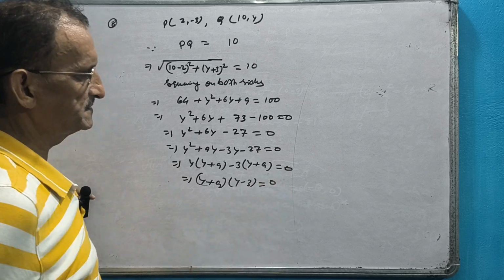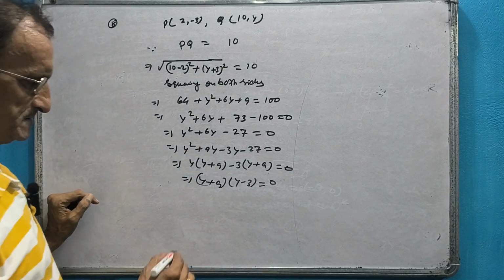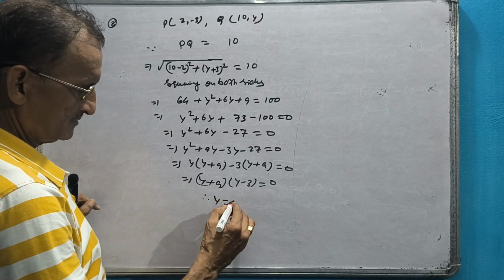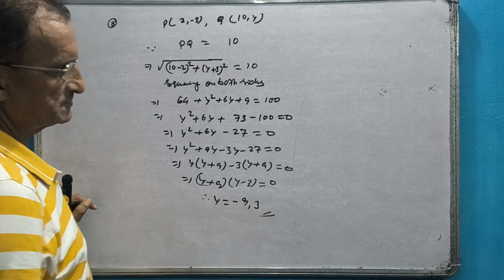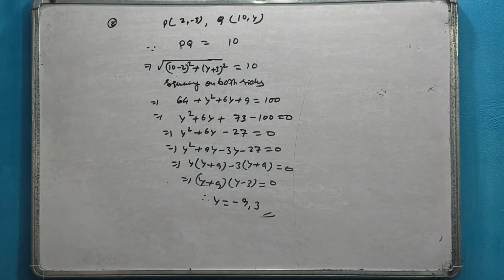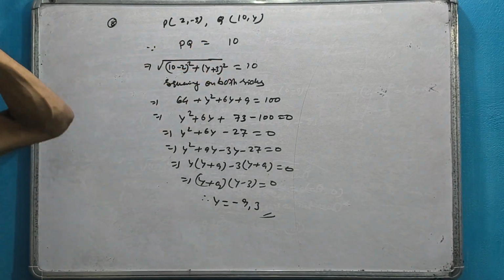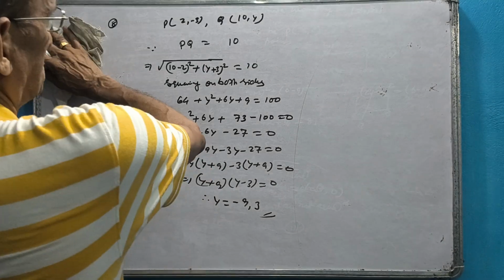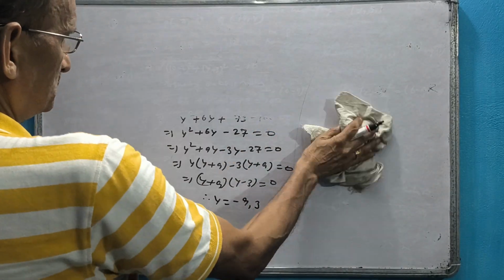This is a simple quadratic equation. We need to find the value of y. So either this equal to 0 or this equal to 0. Therefore y equal to minus 9 or y equal to 3. Both are possible. So this is the answer. The distance between 2 points is given, PQ, and we need to find the value of y. That's all. Okay, we can go to the next number now. Number 9.